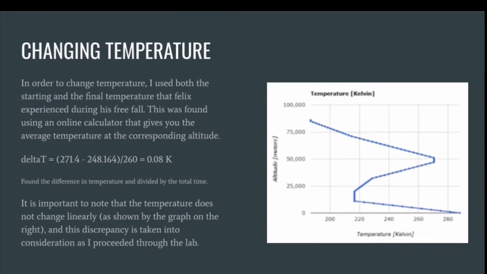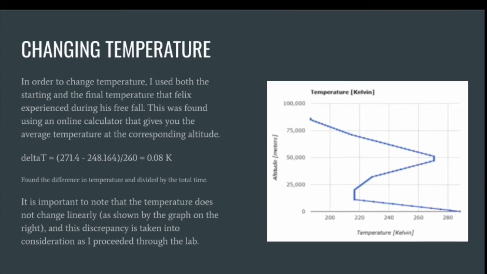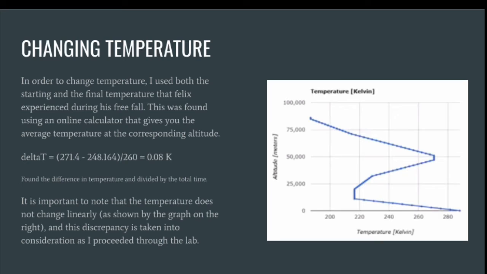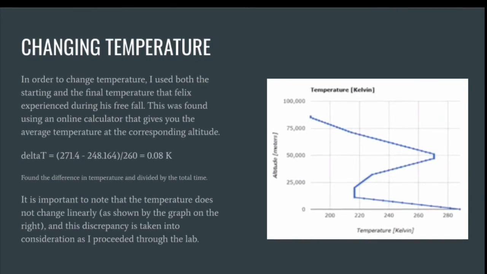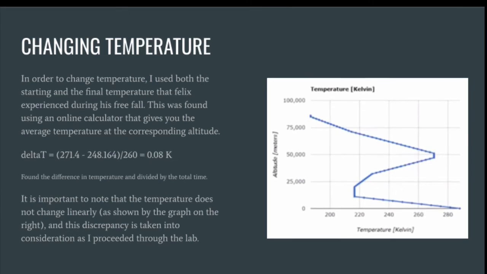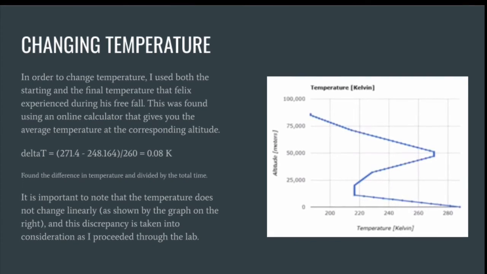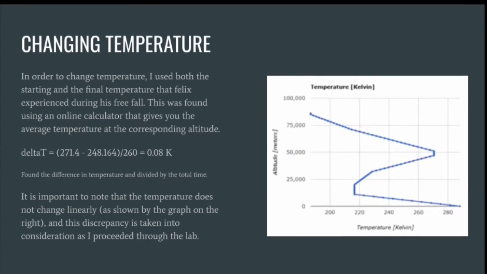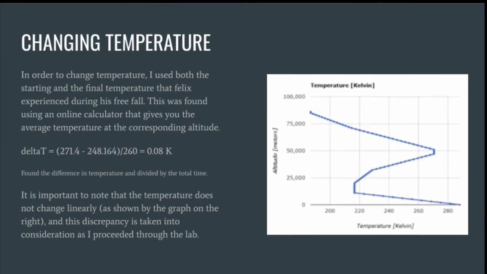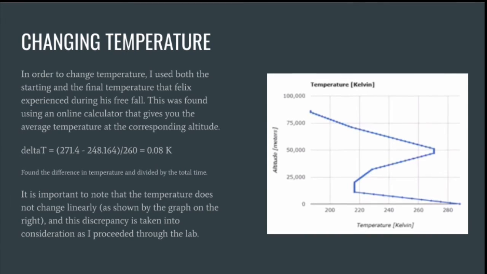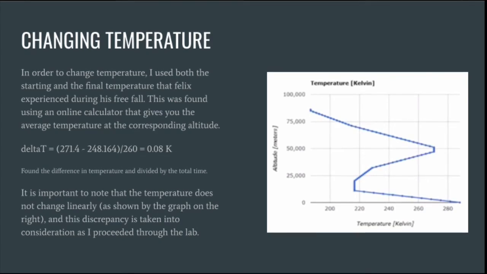In order to change temperature, I used both the starting and final temperature that Felix experienced during his freefall. This was found using an online calculator that gives you the average temperature at the corresponding altitude. So I had that delta T was equal to 271.4 minus 248.164 divided by 260, and that gave us 0.08 Kelvin. Basically, I found the difference in temperature and then divided it by the total time, which was the 260 seconds. It's important to note that the temperature does not change linearly, as shown by the graph on the right that was found on the internet, and this discrepancy is taken into consideration as I proceeded through the lab.